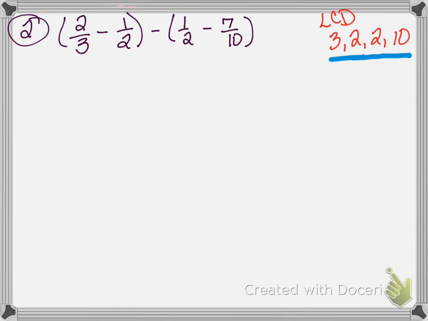Now, some students choose to just find an LCD between these two. And that's reasonable, completely reasonable. And it's actually what I did because I could use 6 as my LCD. So that is what I'm going to do here. So I am going to make my LCD 6.